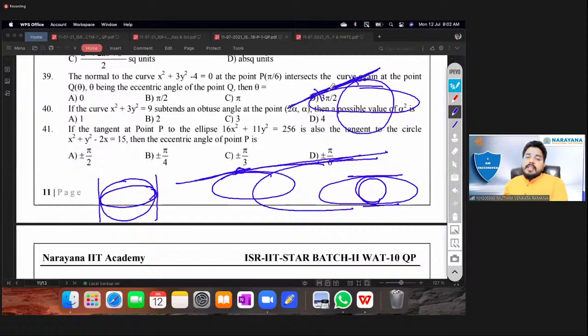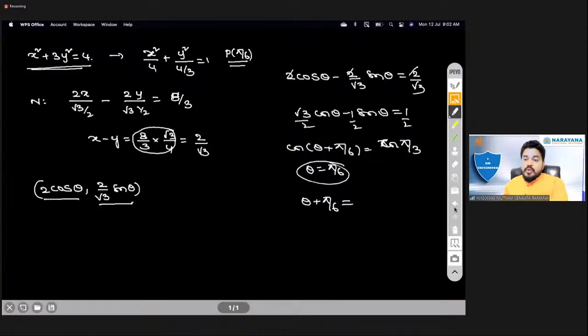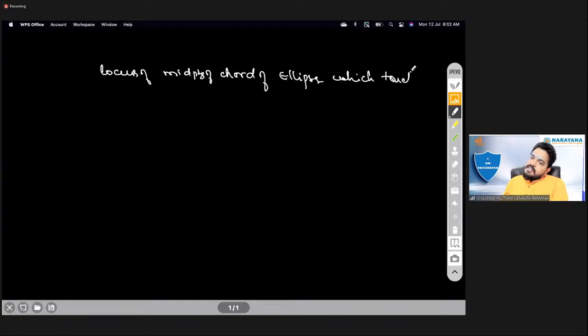What we will do: y is equal to mx plus c is a tangent to the ellipse and a tangent to the circle. We'll take that. So it's not only that one; we are going to get questions like this. Locus of midpoints of chord of ellipse which touches a circle, touches a hyperbola, or is a normal to the parabola.